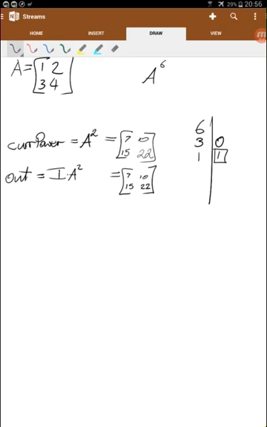Following that, we then need to square power again. So if we say a squared times a squared, that gives us a to the 4. And so in this case, we end up with 199, 290, 435, 634.